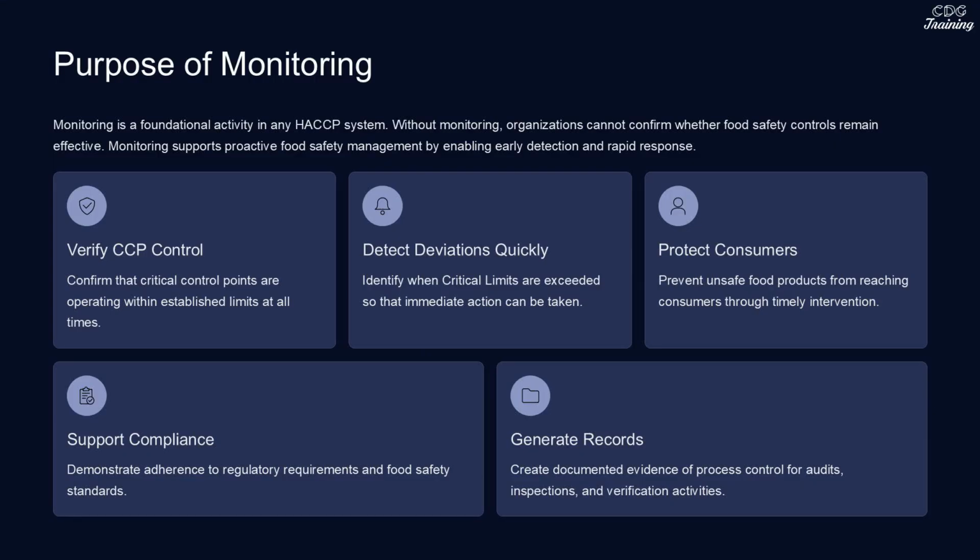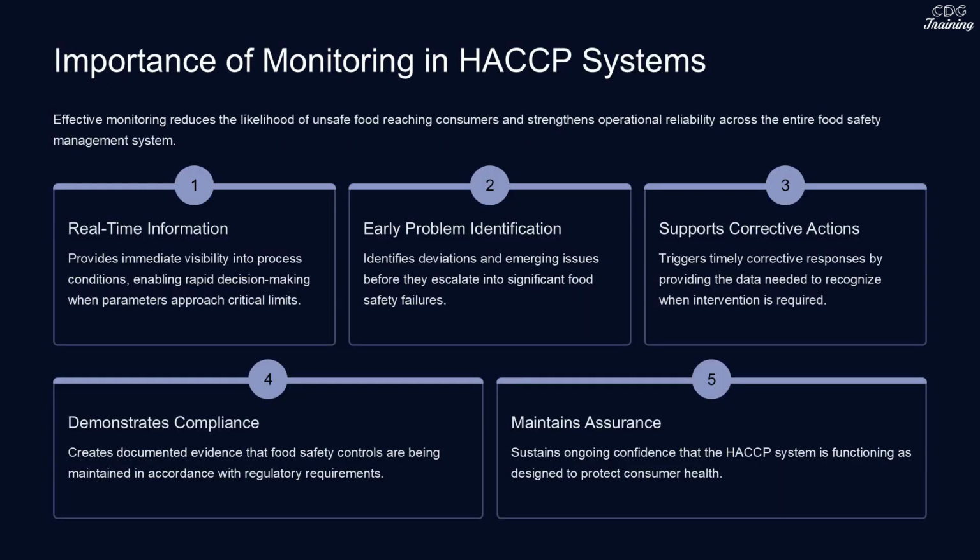Monitoring is a foundational activity in any HACCP system. Without monitoring, organizations cannot confirm whether food safety controls remain effective. Monitoring supports proactive food safety management by enabling early detection and rapid response. Effective monitoring reduces the likelihood of unsafe food reaching consumers and strengthens operational reliability across the entire food safety management system.